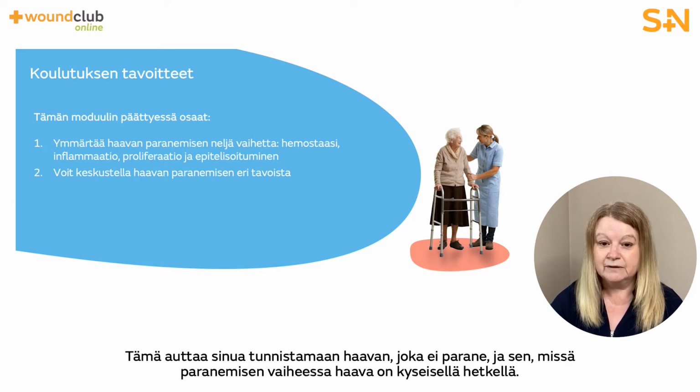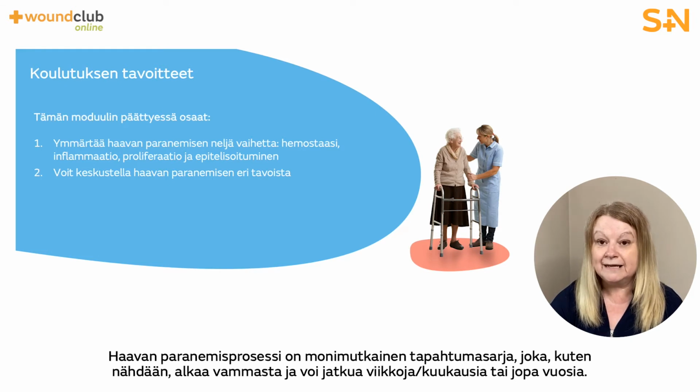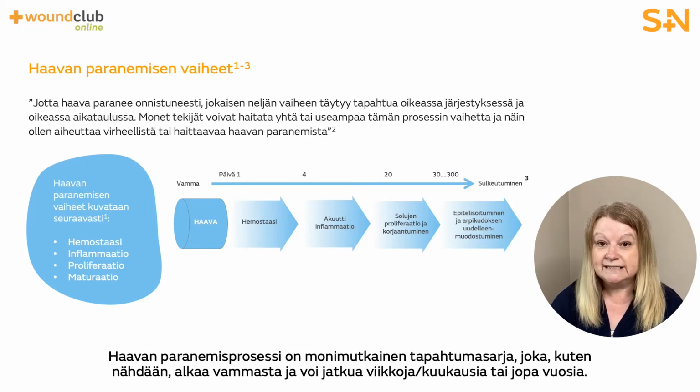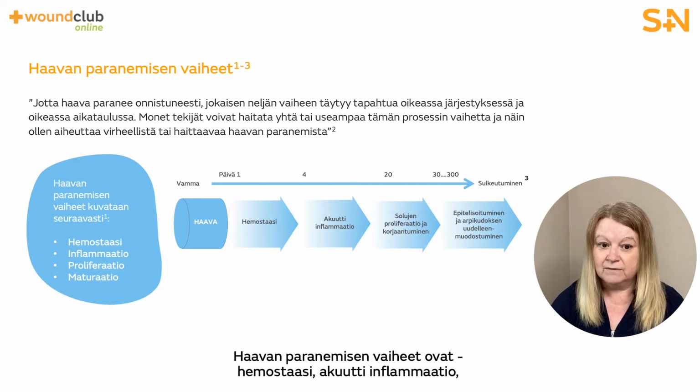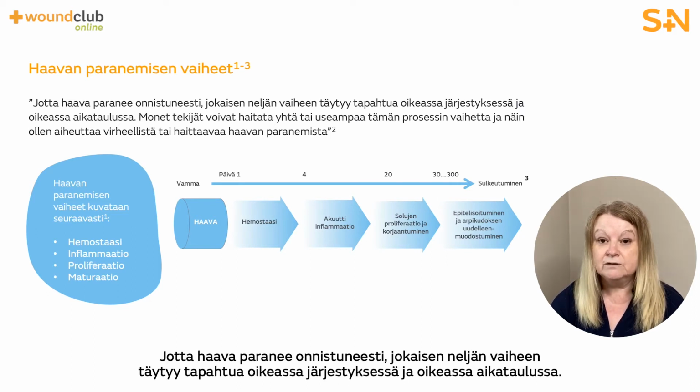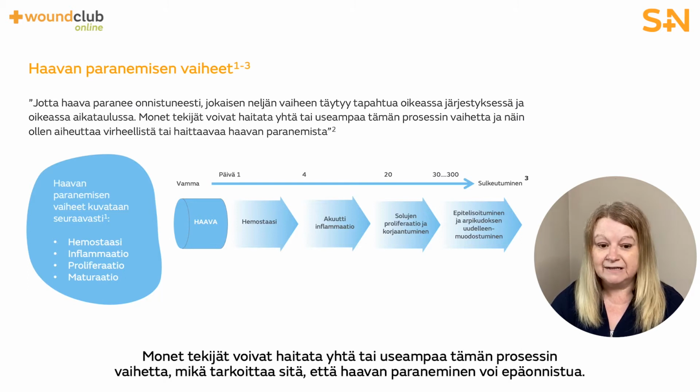currently in. The wound healing process is a complex series of events that starts, as you can see, with an injury which can continue for weeks, months or even years. The phases of wound healing are hemostasis, acute inflammation, cell proliferation and repair, and epithelialization and remodeling of scar tissue. For a wound to heal successfully, all 4 phases must occur in the proper sequence and time frame. Many factors can interfere with one or more phases of this process, meaning that the wound could fail to heal.